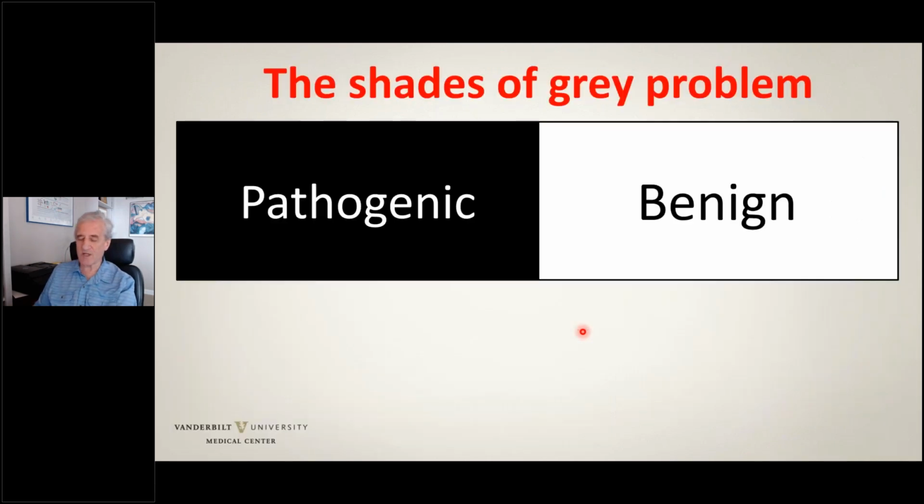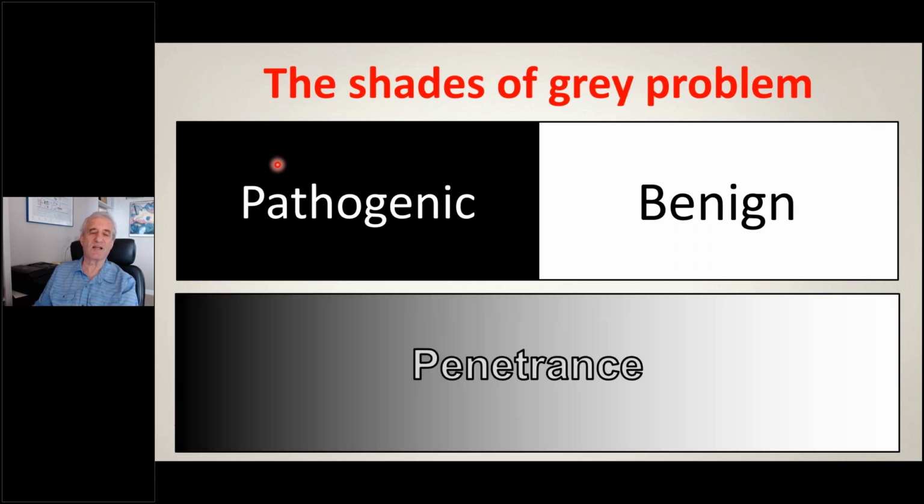So I want to close by talking a little bit about the shades of gray problem. Clinicians want to be told, is this pathogenic or is it not? And even if we tell them it's pathogenic, then clinicians want to know, well, will my patient get the disease or not? And that's the problem of variable penetrance. So you can assign something as pathogenic or benign, but that doesn't tell you what the patient's going to get because you have to factor in penetrance as well.